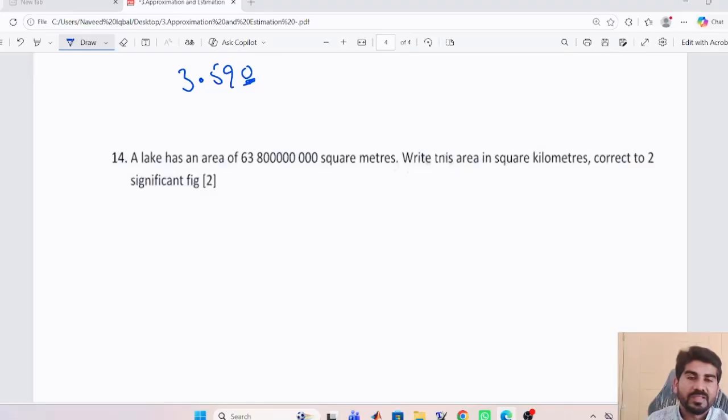Next question is question number 14. A lake has an area. This is an area of a lake, in square meters. Write this area in square kilometers correct to two significant figures. Again, this was the area given in square meters, and we want to round this up to two significant. We can see 6 and 3. The second significant is 3. The third one is greater than 5, which is 8. So we have to add 1 in the previous digit. So this will be 6, 4, and there will be 1, 2, 3, 4, 5, 6, 7, 8, 9 zeros. These are the 9 zeros. And this is the area of the lake up to 2 significant figures.